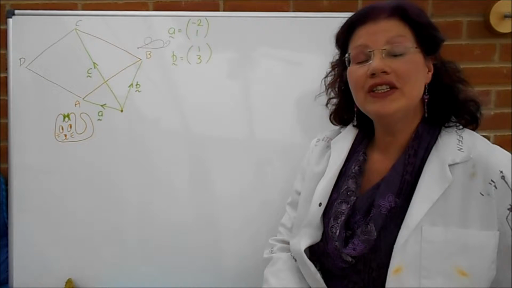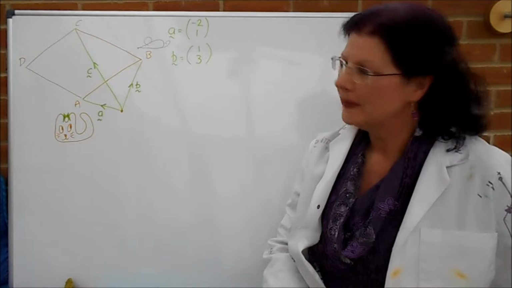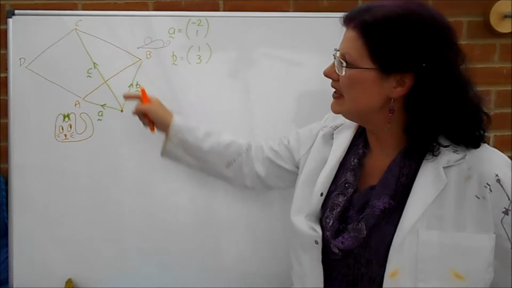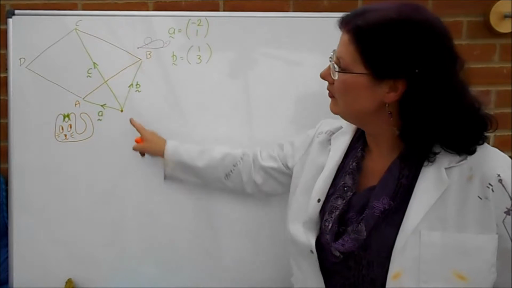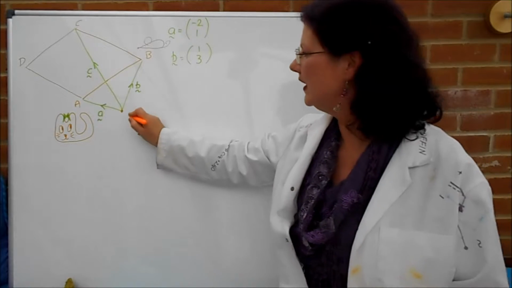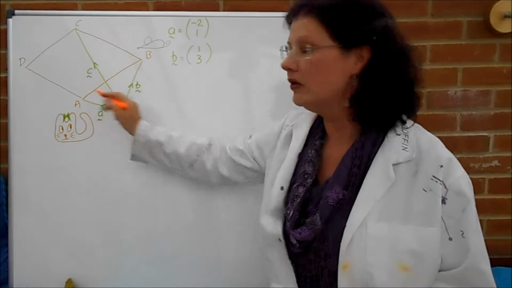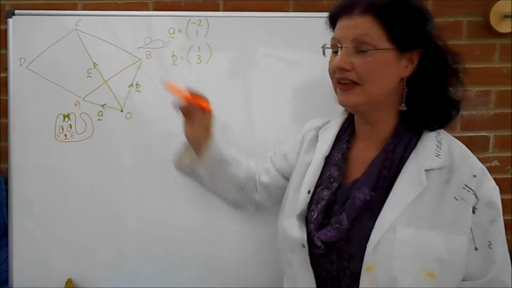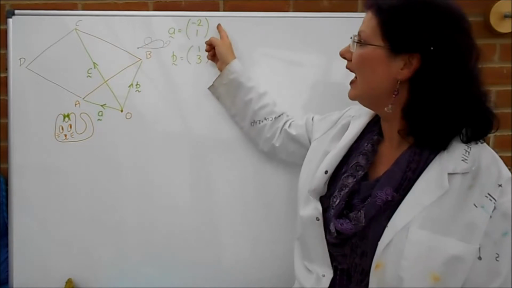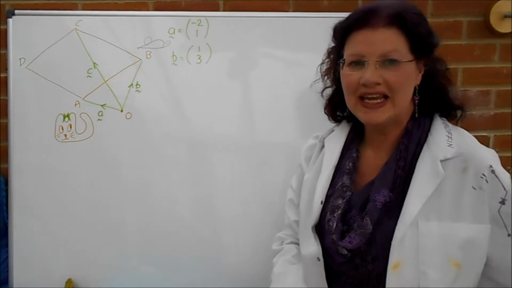Now here we are dealing with vectors today. We have a parallelogram ABCD and some vectors going from O, this point here. A squiggle goes to A, B squiggle goes to B and C squiggle goes to C. And you're given A and B as column vectors here.